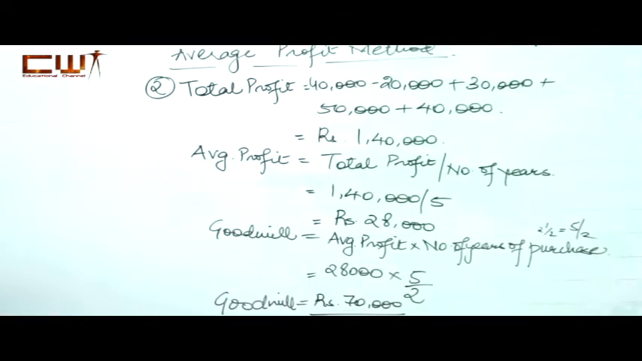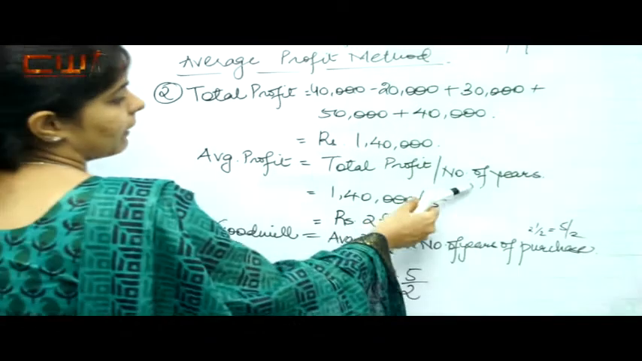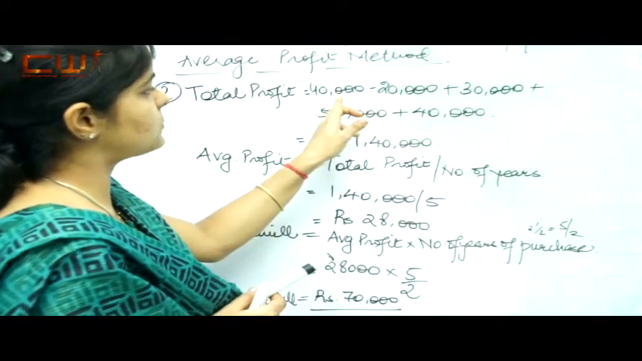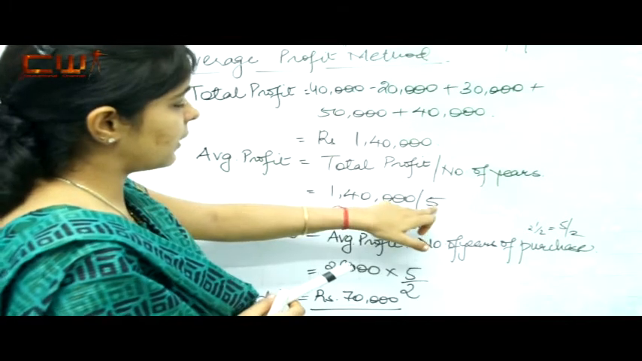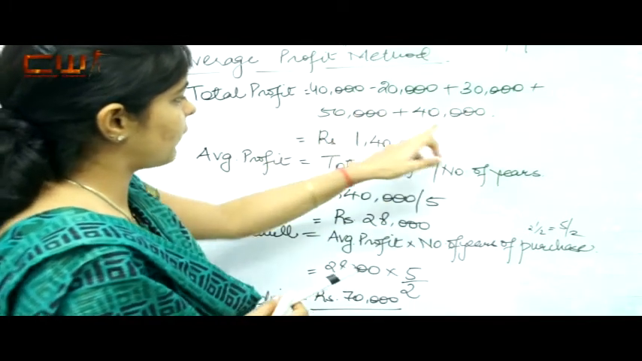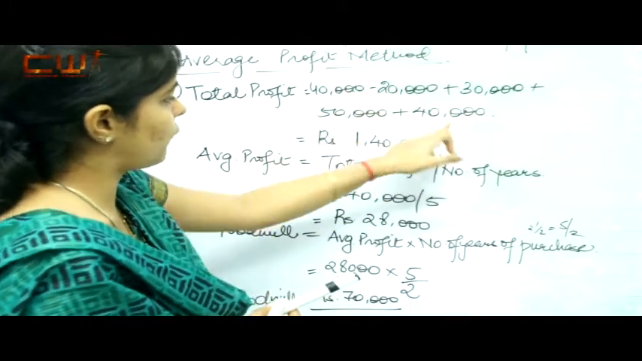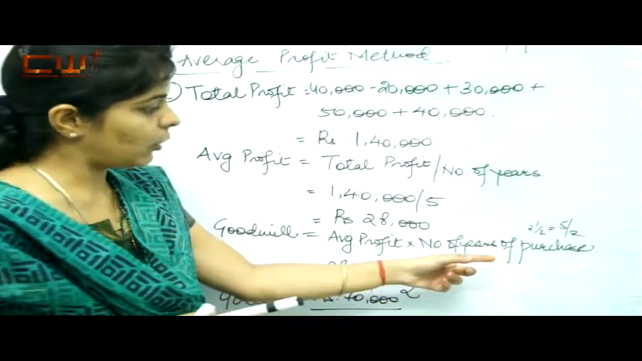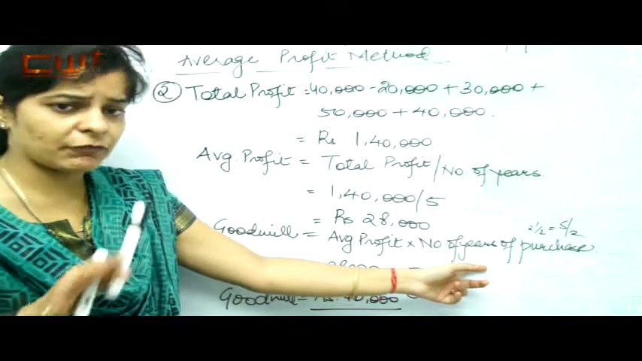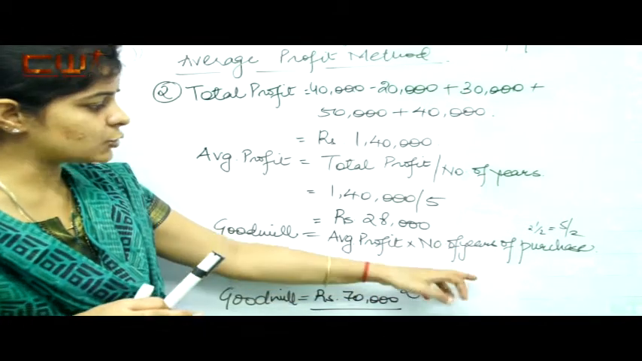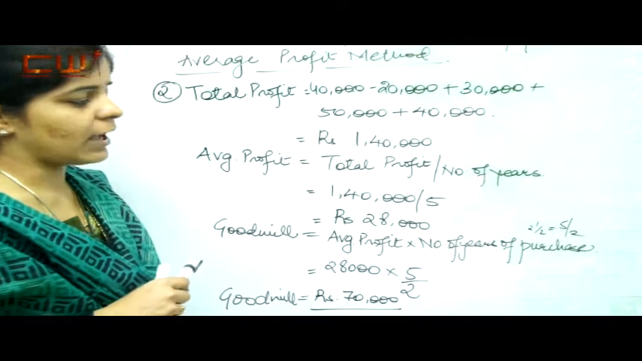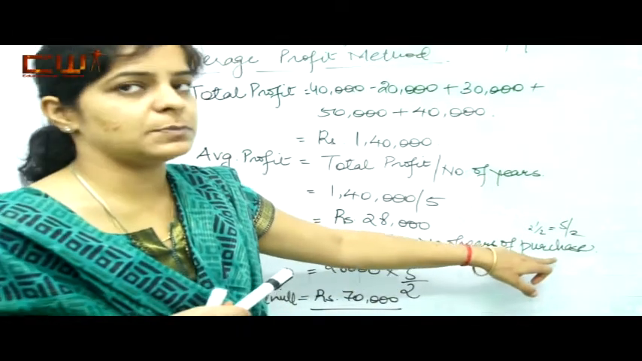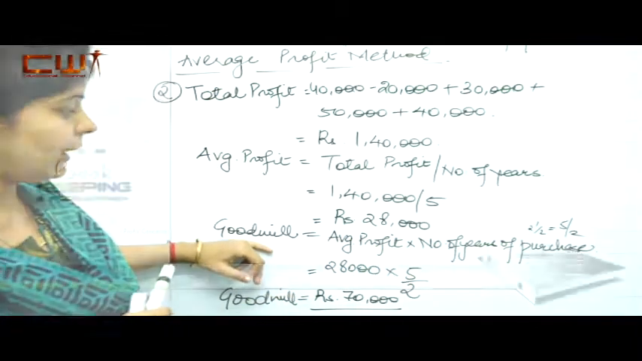Please make sure you don't get confused between number of years and number of years of purchase. This number of years will always be the addition, that is, the number of years that you have added up: 1, 2, 3, 4, 5. When you calculate the goodwill, the number of years of purchase will be given differently in your question. In your question it is given as 2.5 years of purchase. This word purchase will always be there, so you will use it when you calculate goodwill.